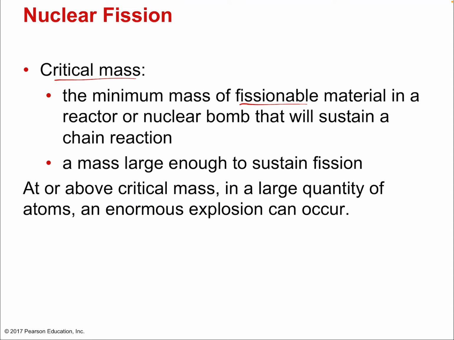At or above critical mass, in a large quantity of atoms, an enormous explosion can occur. So the idea, if you want to sustain the reaction, sustain fission, then you want to be right at critical mass, not above it, just exactly at it, pinpoint it. Okay, so obviously that has to be very accurate. But then if you just want it to blow up, then they're like, oh, let's just have twice the critical mass, and then you're going to guarantee you're going to get a huge explosion.